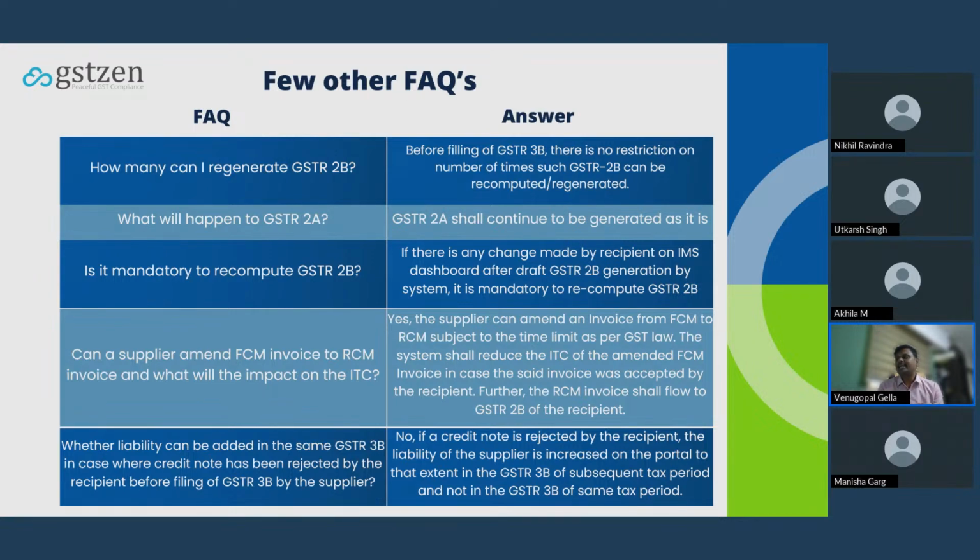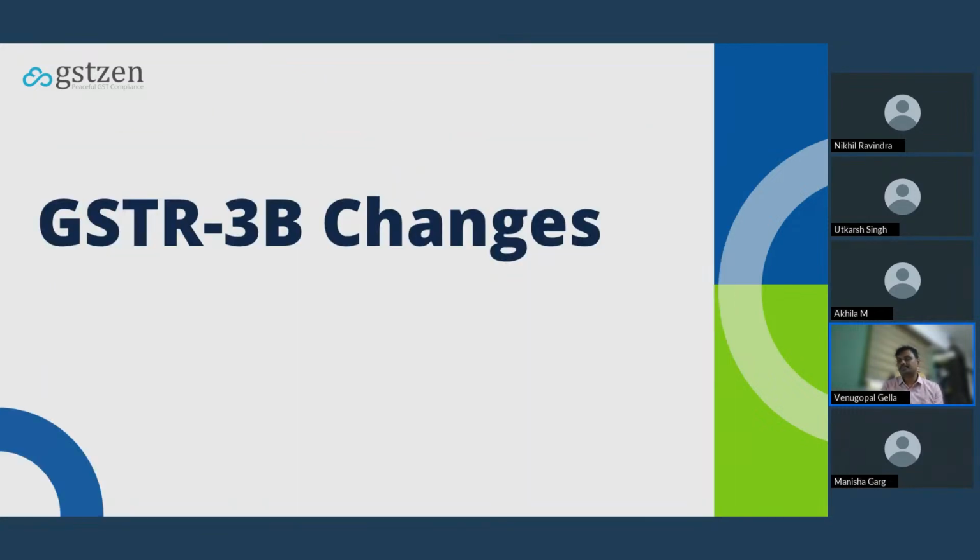Other liability can be added in the same GSTR-3B in case where credit note is rejected by the recipient before filing 3B of the supplier. Let me state, will the liability be added in the same month 3B if the credit note is rejected? Answer is no. If it is rejected, then the liability is added to the supplier's next month 3B of the month in which it is rejected. So whichever the month it is rejected, next month 3B, it gets added to the supplier's dashboard.